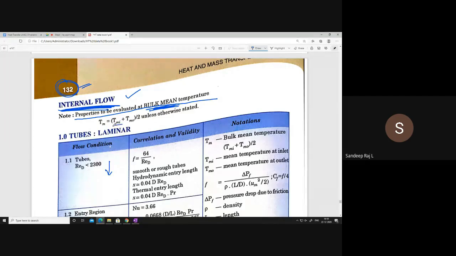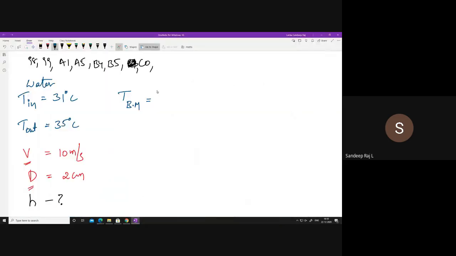Bulk mean temperature means what? In a given tube, you have T in and T out, TMI meaning inlet temperature and TMO meaning outlet temperature. You take the average of these two, the temperature of the inlet and the temperature of the outlet, and you call it the bulk mean temperature. So that's what we have to do here. Let's calculate that bulk mean temperature.